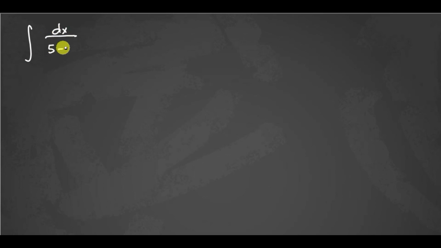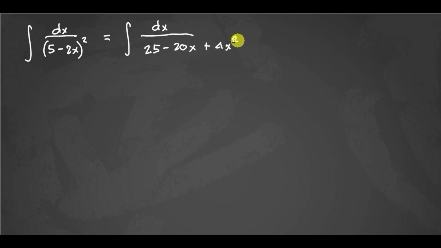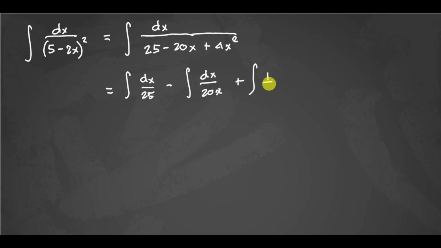Now we have here another example. You can pause this video and answer the question. By expanding the factors of the denominator, that is the integral of dx over 25 minus 20x plus 4x squared. To further understand, you can rewrite this into this form: dx over 25 minus the integral of dx over 20x, plus the integral of 1/4 x raised to negative 2.